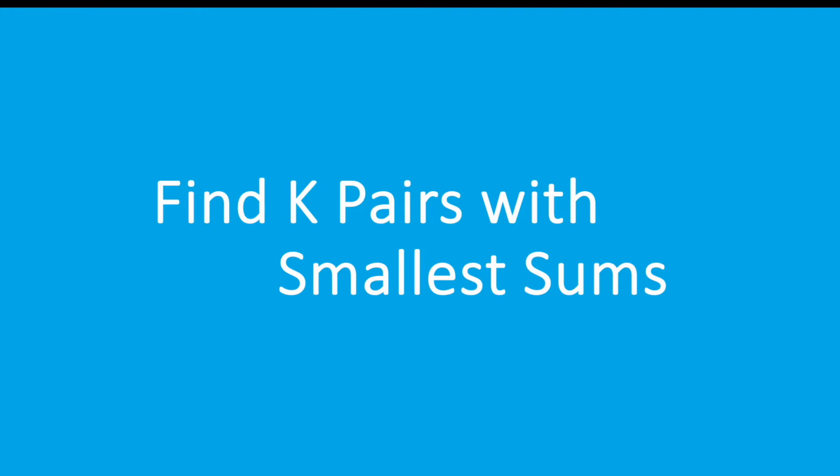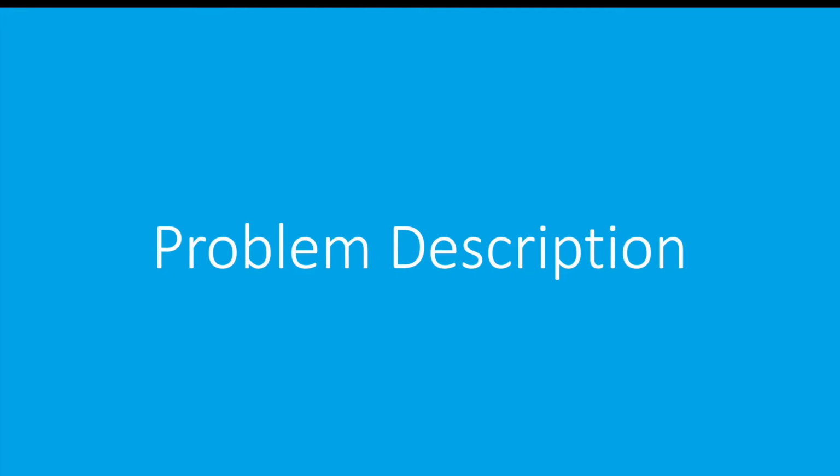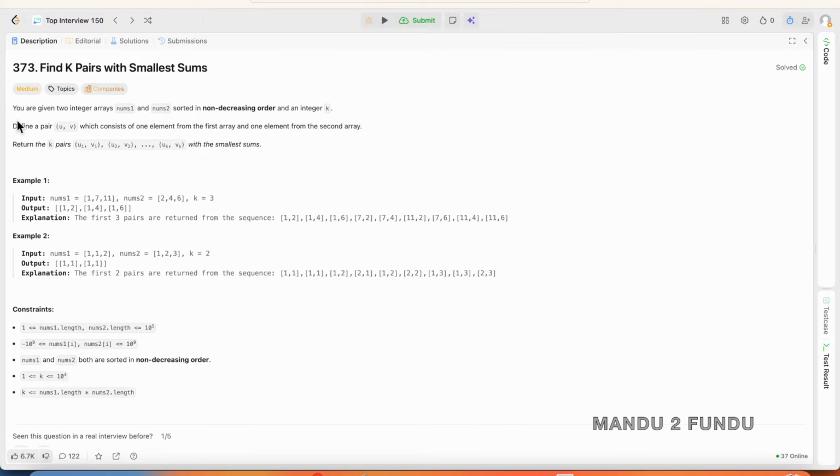In this video, I'm going to discuss the solution for finding k pairs with smallest sums. Let's look at the problem description. We are given two integer arrays nums1 and nums2 sorted in non-decreasing order and an integer k. We have to return k pairs with the smallest sums, where each pair is formed by picking up element u1 from the nums1 array and v1 from the nums2 array.